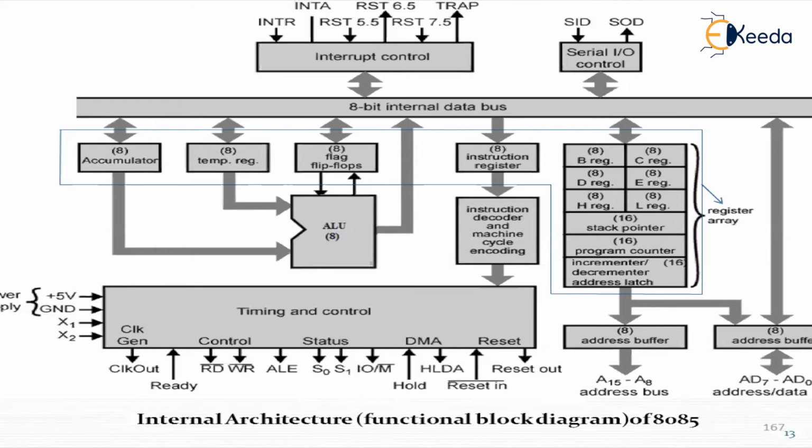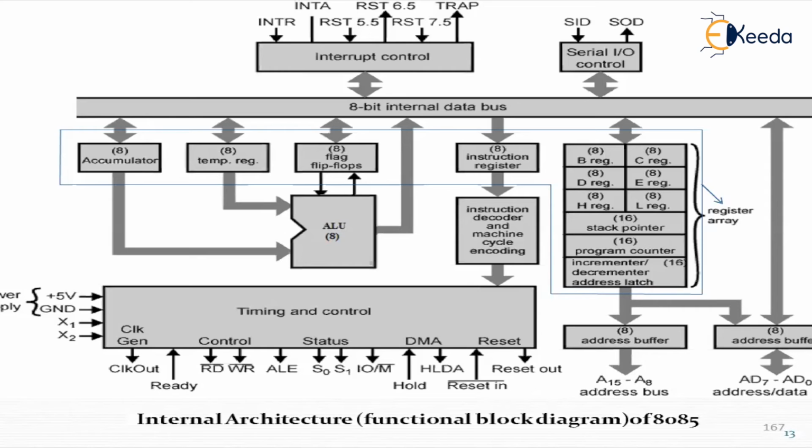Now, first of all, let us understand what the components are. It has an interrupt cycle and it has a serial IO. What are the signals in the interrupt cycle? As we have seen, it has an interrupt, then RST 5.5, 6.5, and these signals are bidirectional. Then it is connected with the serial IO controller, which is connected in a bidirectional form to the 8-bit internal bus, called SID and SOD, that is serial in data and serial out data.